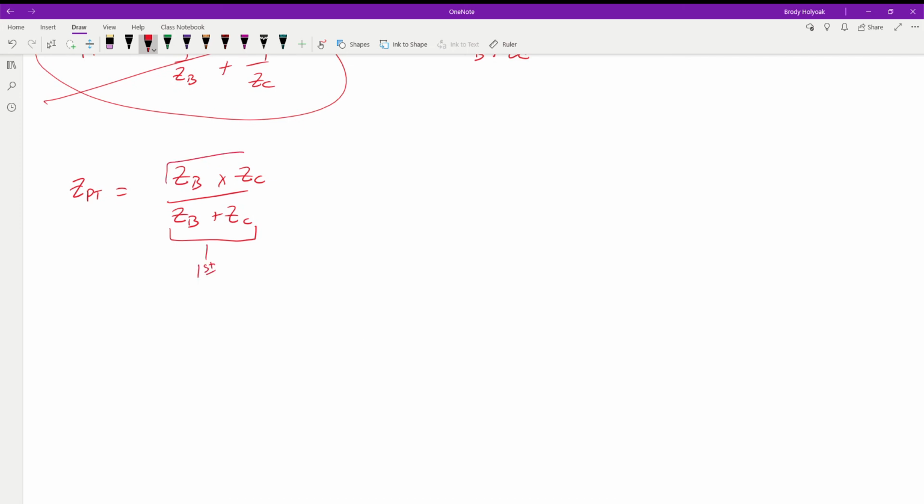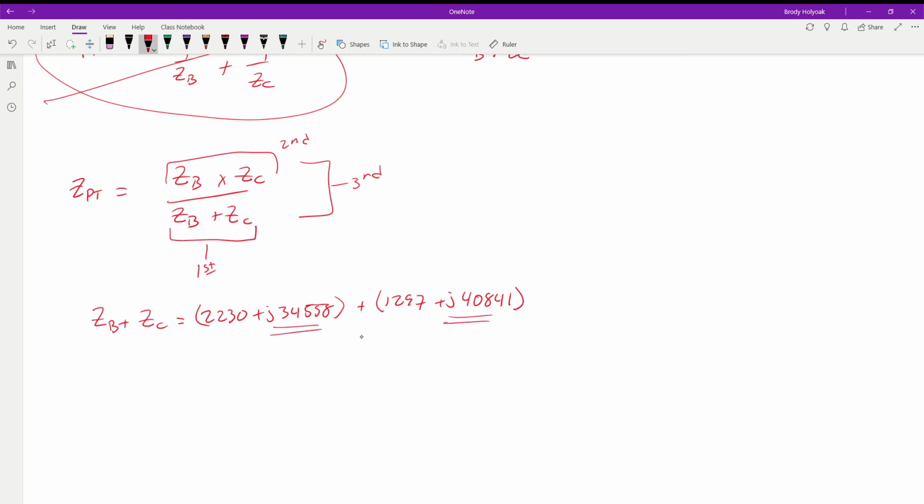Then we're going to do this part second. And then we're going to do the division third. All right, so ZB plus ZC. Well, we go back and we look at their rectangular values. So for ZB, we had 2230 plus J of 34,558. That was added to the impedance of C, which was 1297 plus J of 40841. So now again, we have our J values, our real values.